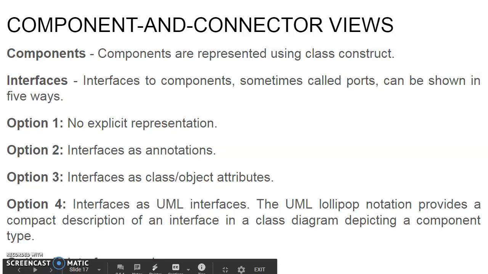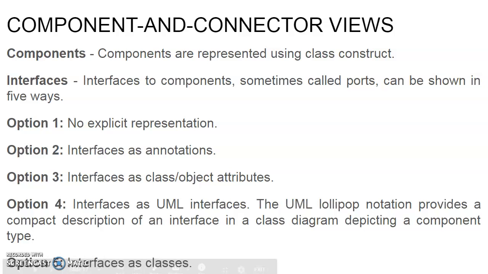Next one is component and connector. Components are represented using a class construct. Here we have interfaces to our components, which we can call ports. We can represent them in five ways. The first one is no explicit representation, so we just represent it with one line. That is, we will not represent the interfaces explicitly; there will be an implicit representation here.